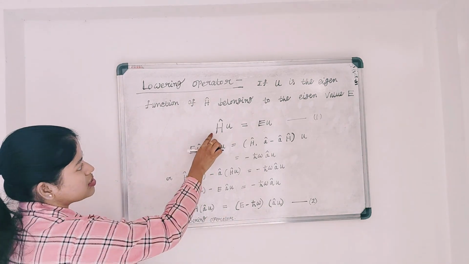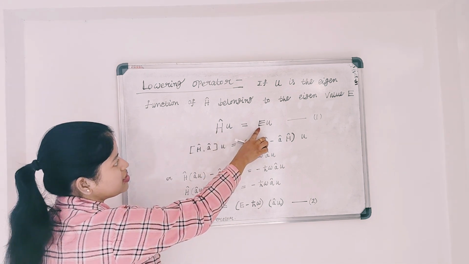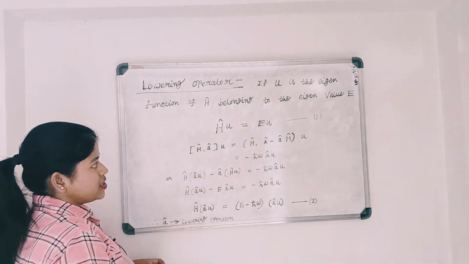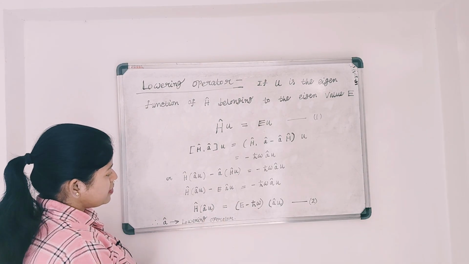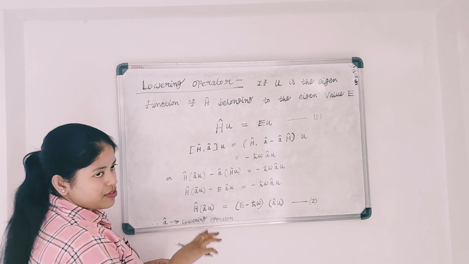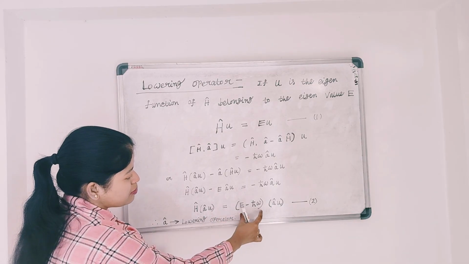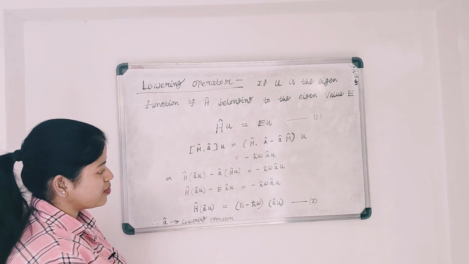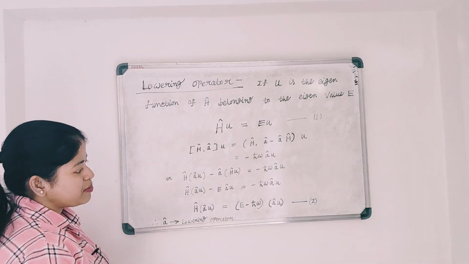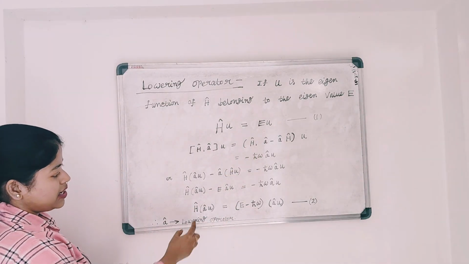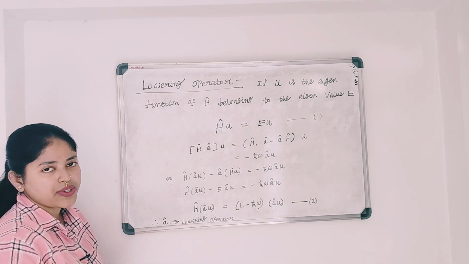So as in this equation 1, we can see that u is the eigenfunction of h cap and e is the eigenvalue of eigenfunction u. Similarly, here a cap u is a new eigenfunction, and h cap operating on it will give us e minus h cut omega as the eigenvalue. So here e is decreased by h cut omega, or lowered by h cut omega, when you apply a cap on u. So here a cap is the lowering operator.